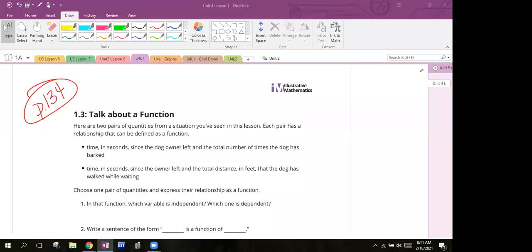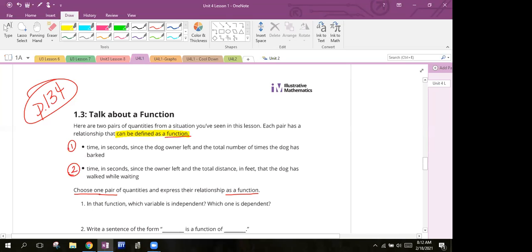Okay, so that brings us to 1.3, and it says right here, here are two pairs of quantities from a situation you've seen in this lesson. Each pair has a relationship that can be defined as a function. So they're giving us these two little situations here, and we're going to choose one of the quantities and express them as a function in this little activity. So my question is, which one of these two do we want to work on? Because we're not going to do both of them. We're just going to do one.